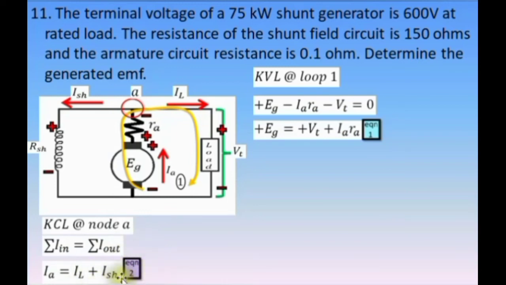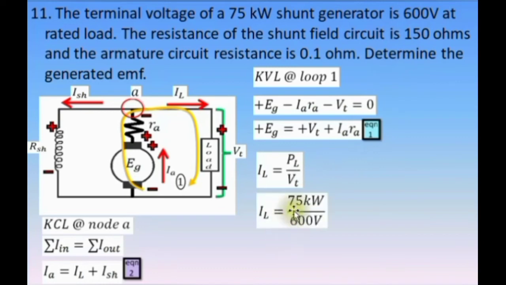IL and ISH are not given, but we can determine their values. First, we determine the value of IL. We use this formula. Again, we do not need to memorize this formula. It is only derived from power equals current times voltage. The rated power is 75 kilowatts and the terminal voltage is 600 volts. Substitute those values. We have 75 kilowatts, or 75,000 watts, divided by 600 volts. IL equals 125 amperes.